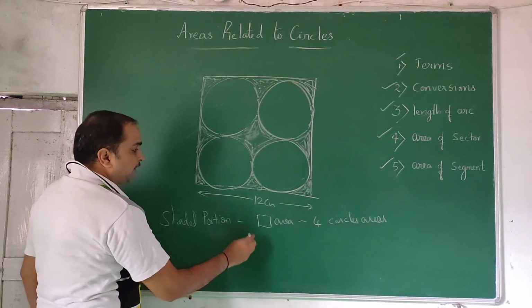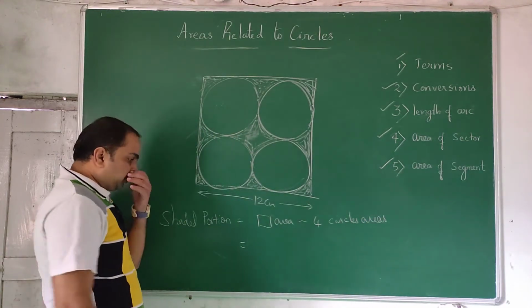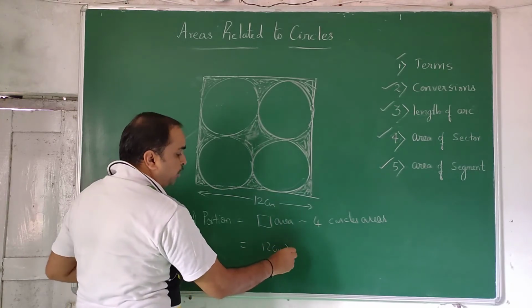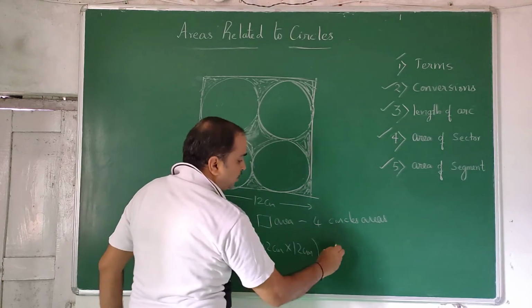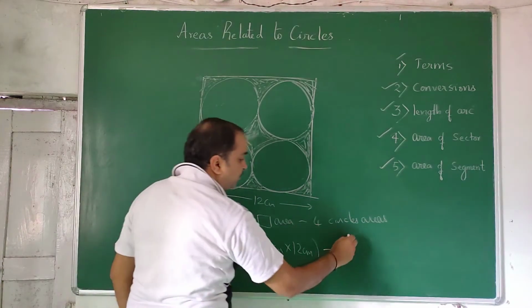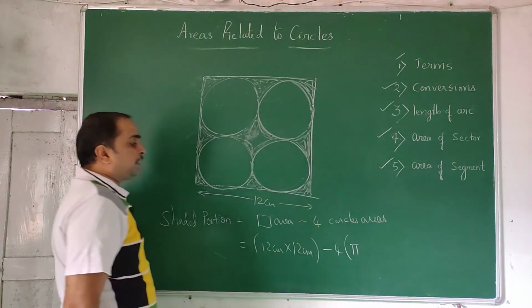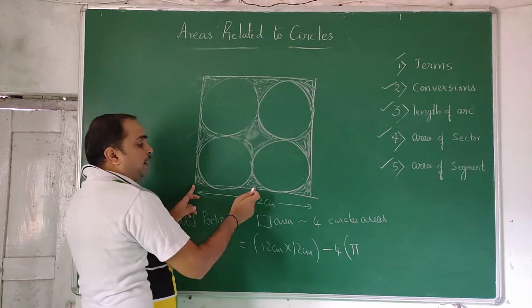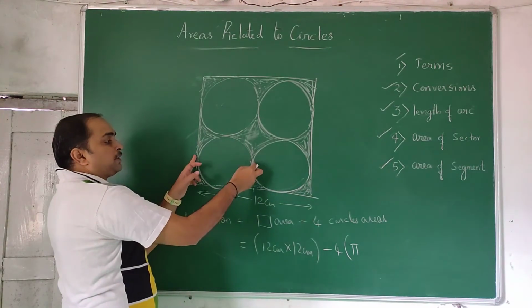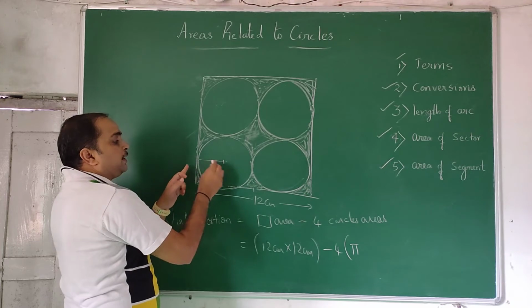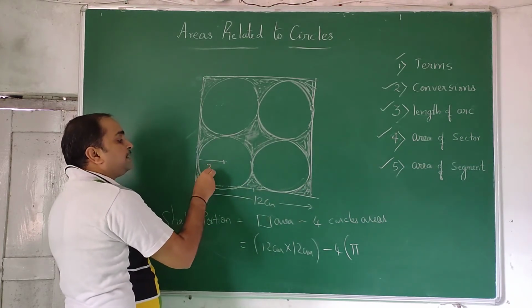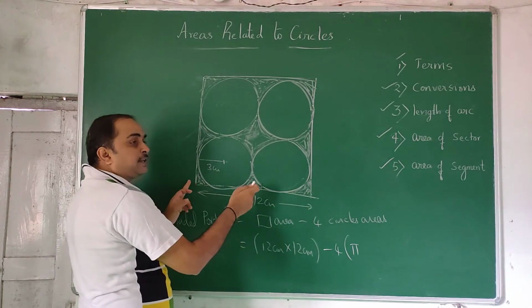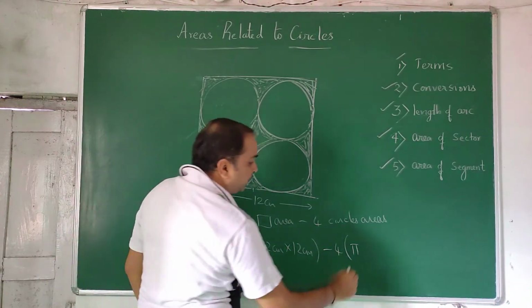So the square area, the square formula you should know, side into side, 12 cm into 12 cm, minus 4 times the area of a circle, pi into r square. What is the radius? Out of the 12, half is up to here, that is the diameter of the circle. So from 12 make it half, that is 6, and half of it is 3 cm. So pi into 3 square.